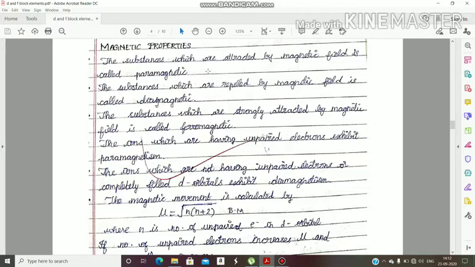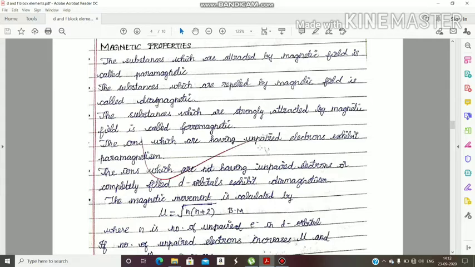If they are attracted by a magnetic field, those are paramagnetic. If they are repelled, they are considered diamagnetic. If they are attracted strongly by a magnetic field, those are called ferromagnetic substances. So here we have to know one point: what is the condition to exhibit paramagnetism? What is the condition to exhibit diamagnetism?